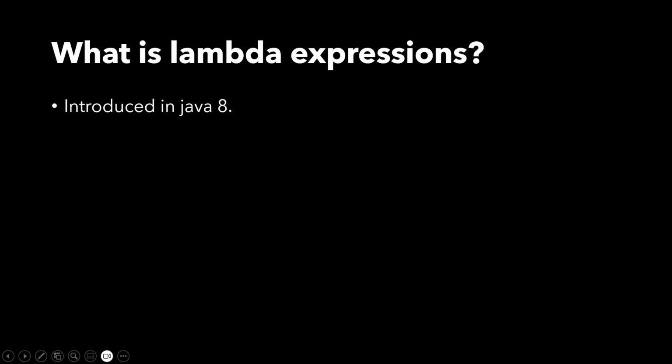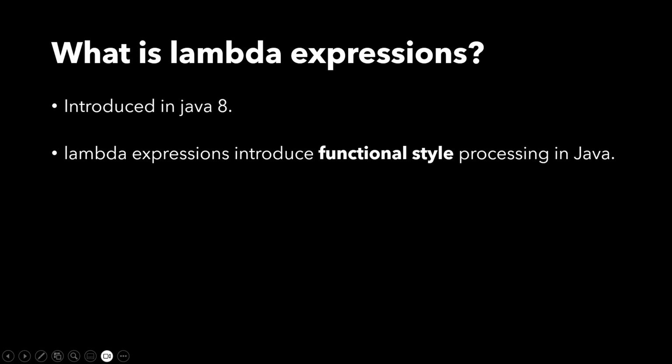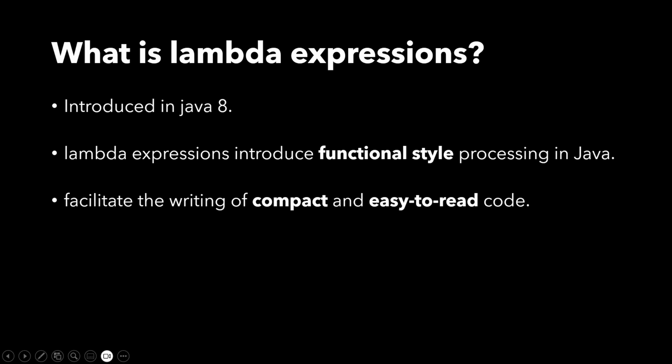Now look at what is Lambda expression. Lambda expression was introduced in Java 8 as one of the most powerful features. Lambda expressions introduce a functional style processing in Java. It enables you to write your code in a functional style. It allows you to think in a functional style rather than object. It also facilitates writing very compact and easy to write code. So Lambda makes you write very easy and compact code.